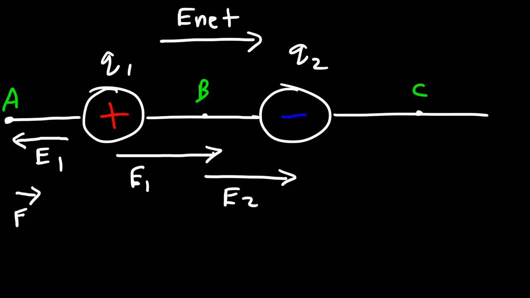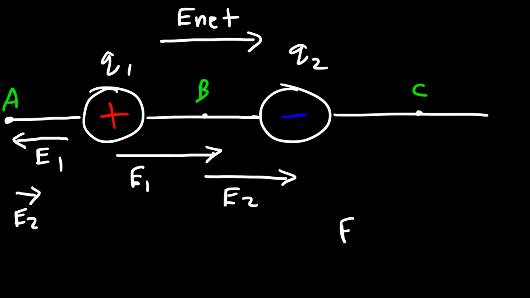Now this vector is going to be smaller than E1. And the reason why E2 is smaller than E1 is because Q2 is further away from point A than Q1 is. Because Q1 is closer, the electric field created by Q1 is going to be stronger than Q2.